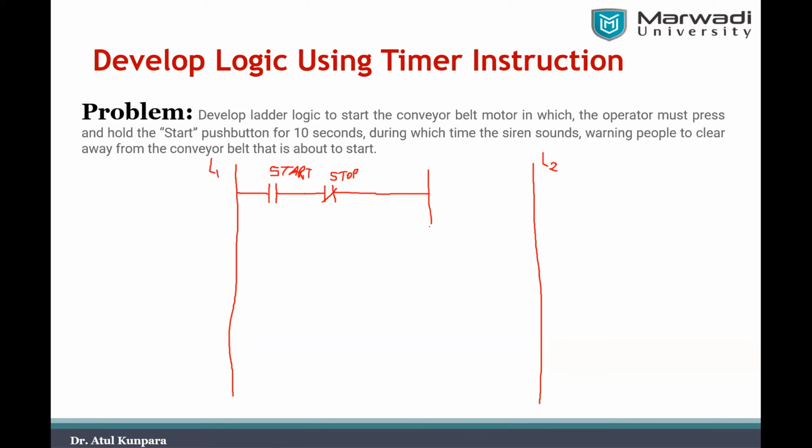Now you have to give this to your timer. And that timer will have, you may say, an enable input or enable bit. Then you may have the done bit. This kind of symbol you can apply. Right? And here, this is what your timer block is.